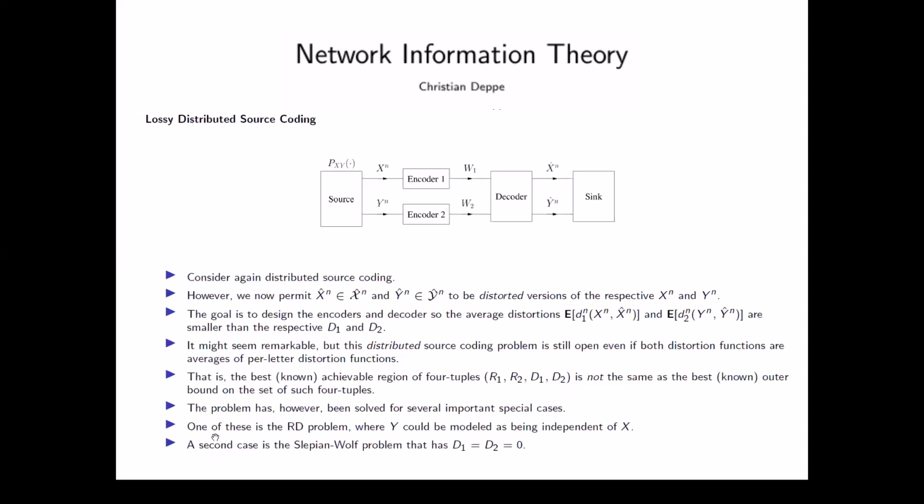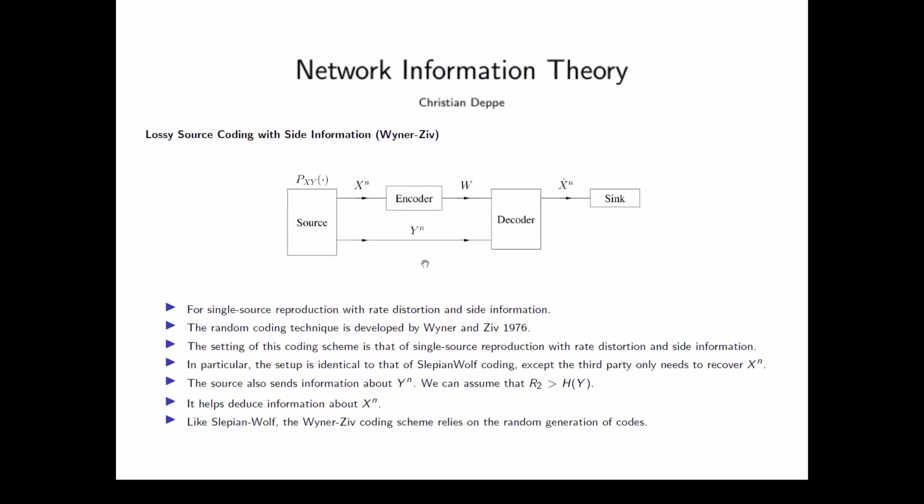And the other case, which we will consider now, is the Slepian-Wolf. What we had considered was the Slepian-Wolf problem, where we want to have no distortion at all. That was D1 equal to D2 equal to zero. Now we want to consider another model. It's also a special model of the lossy source coding case. So we consider again a single source with rate distortion and side information. This scheme was considered and solved by Wyner and Ziv in 1976.